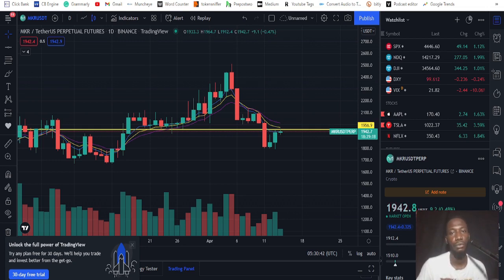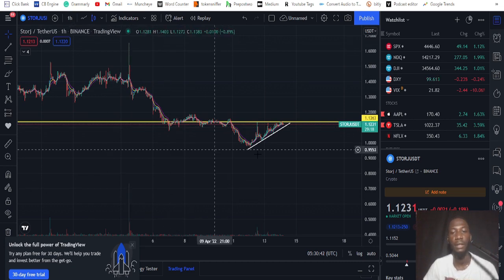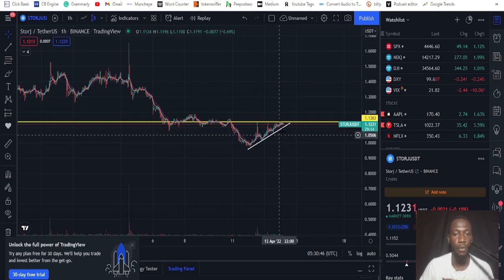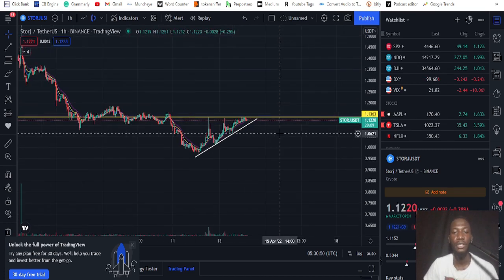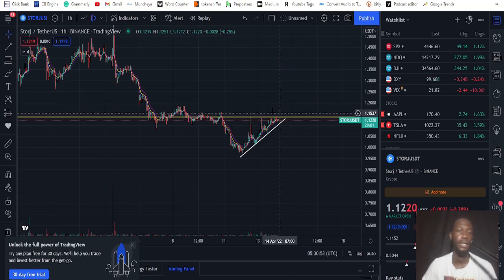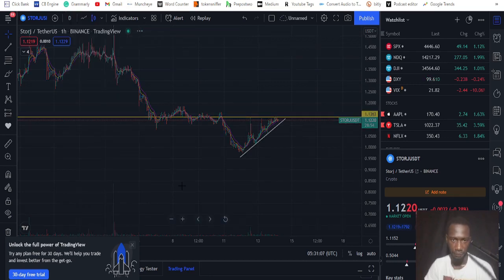Now if we go to Storj, almost the same thing. From this 1 hour time frame, you can see that there's a resistance around there and there's a movement upward gently and easily. This is forming an ascending triangle, and this ascending triangle simply means that any moment from now, once it breaks this resistance here, we could be expecting an explosion. But let's look at the daily time frame. Excuse me guys, the daily time frame.